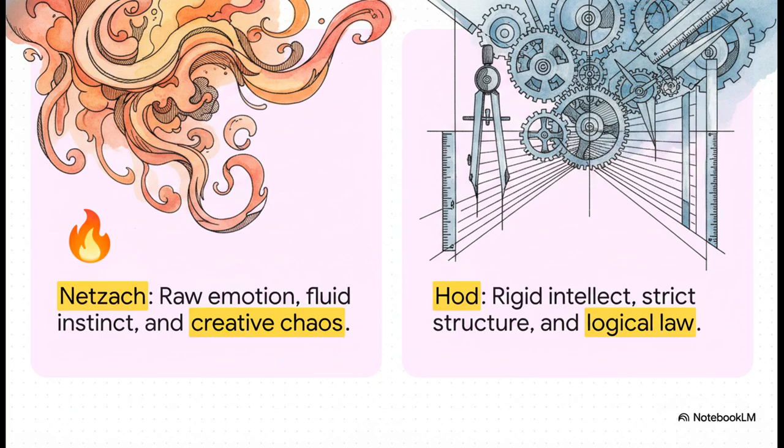So let's compare it to its direct counterpart on the opposite side of the tree, Hod. Where Hod is all about rigid intellect, logic, structure, and law, Netzach is the exact opposite. It's fluid, it's driven by pure instinct, raw emotion, and honestly, creative chaos. Hod writes the rules, sure, but Netzach provides the passionate fuel that actually brings those rules to life. It's basically the difference between a meticulously written musical score on paper and the raw, emotionally charged, sweat-dripping performance of that exact same music on stage.